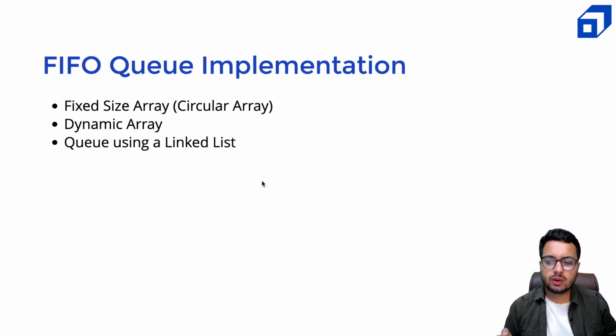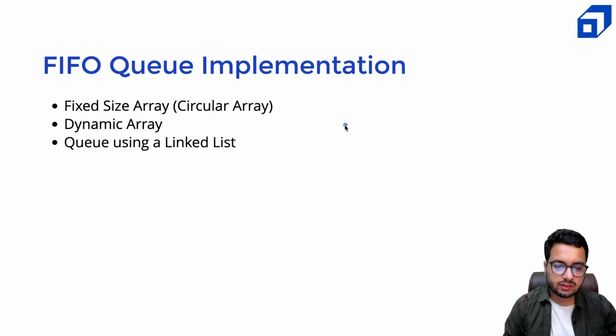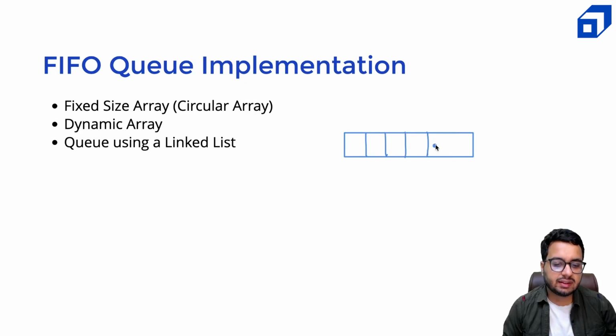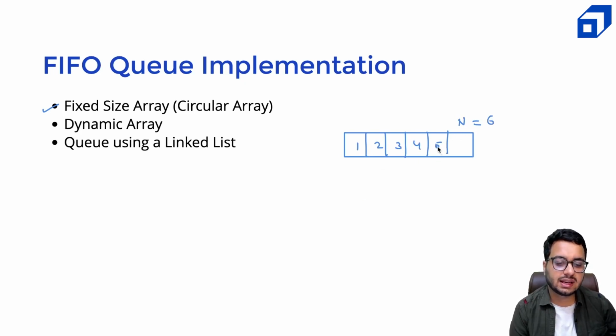As a next step, we will look at the implementation of a FIFO queue. There are three common ways to implement a queue. We can use a fixed size array, and we'll see how this array will behave as a circular array when we implement it. In this case, the queue will have a limited capacity because the array size is fixed. Suppose n is 6. I cannot have more than 6 elements in this queue at any given point. Second is I can use a dynamic array.